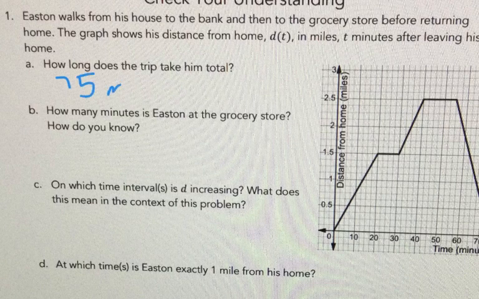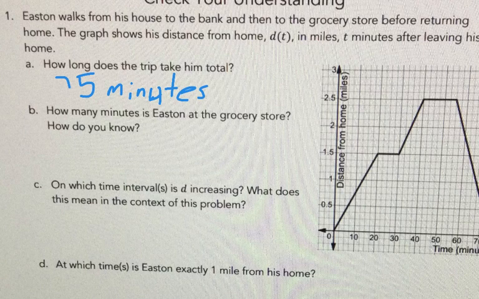75 minutes. How'd you come up with that? That's pretty good. That's exactly correct. This represents his distance. His distance is back to 0 from home, and that's at around 75 minutes. Questions on that one?